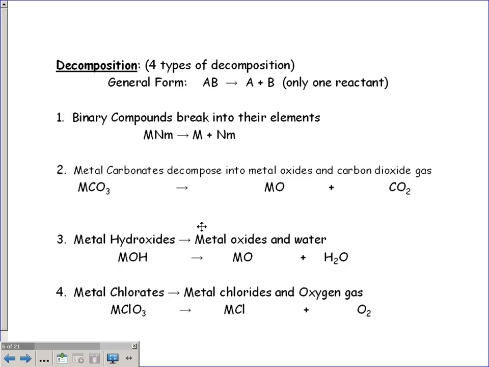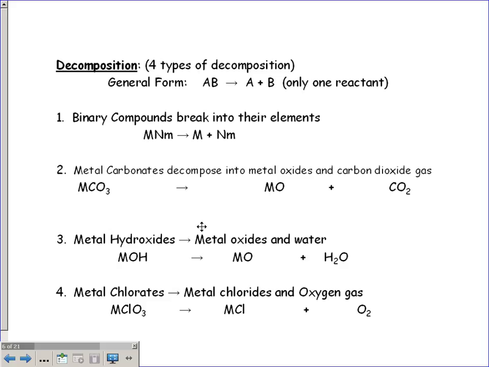Metal carbonates. Carbonate, remember, is a polyatomic ion. So my purple and pink sheet's going to become very important again in identifying those polyatomic ions. Metal carbonates decompose into metal oxides and carbon dioxide gas. Third, metal hydroxides. Metal hydroxides are the exact opposite of what we saw forming in synthesis reactions. So when a metal hydroxide breaks down, it's going to break down into metal oxide and water.